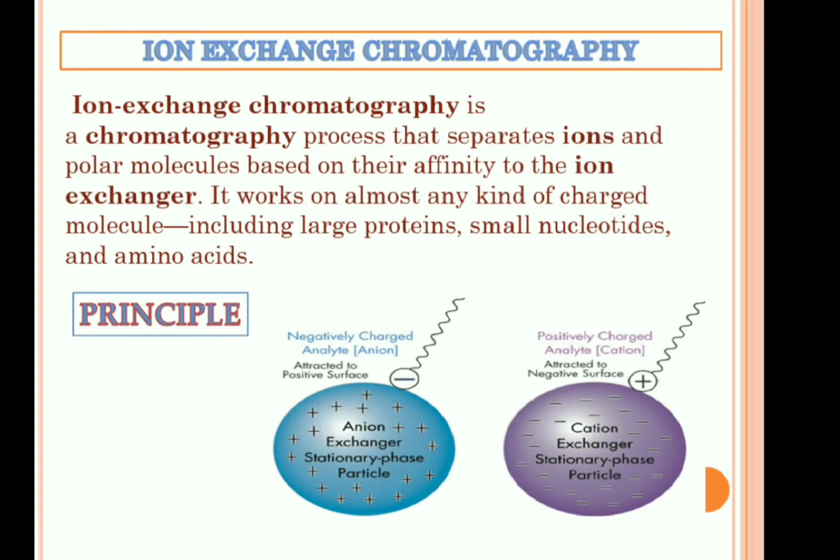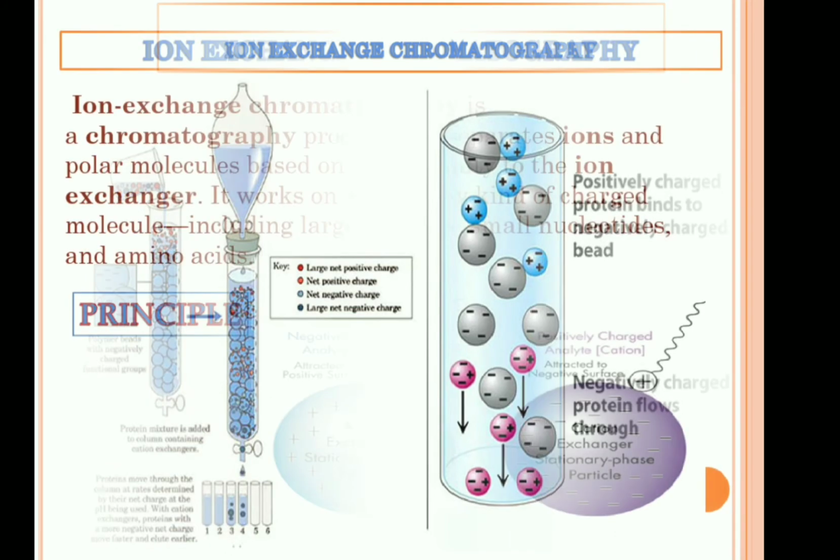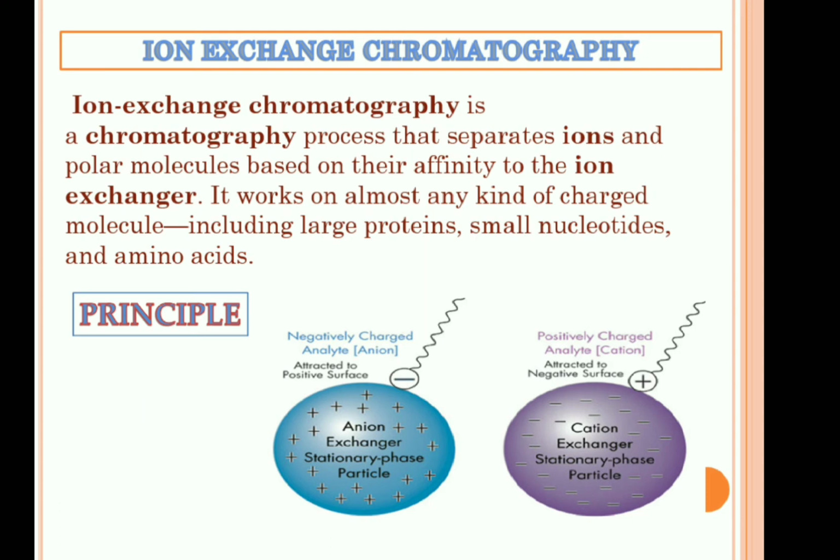Then ion exchange chromatography. This is a process in which there is separation of the ions and the polar molecules, based on their affinity to the ion exchanger. Here, in this ion exchange chromatography, when we add the sample to the column, the sample has its own ions, and the stationary phase has the ion exchangers. There are two types of ion exchangers, the anion exchangers and the cation exchangers.